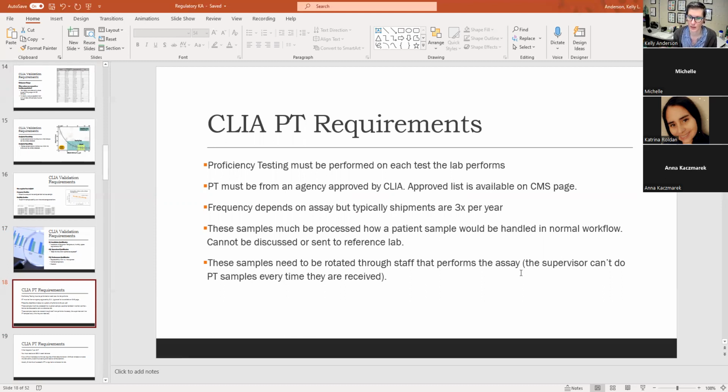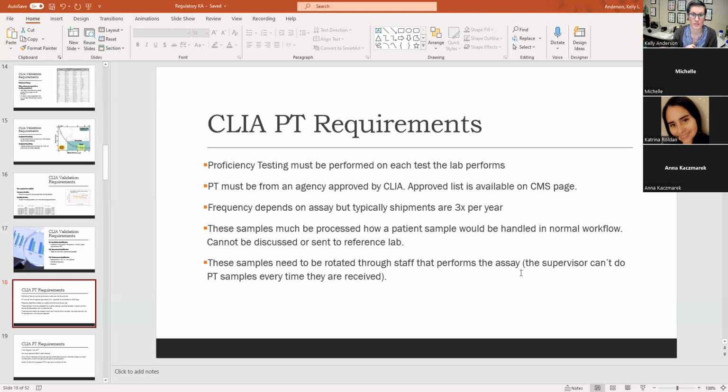The frequency depends on the assay, but usually you get 3 shipments a year. And it also depends how many you'll get. You might get 1 sample during a shipment, or you might get 5 samples during a shipment. These samples must be processed how a patient would be processed in a normal workflow. They don't want you to treat this special. They want you to treat it just like you would treat a patient.